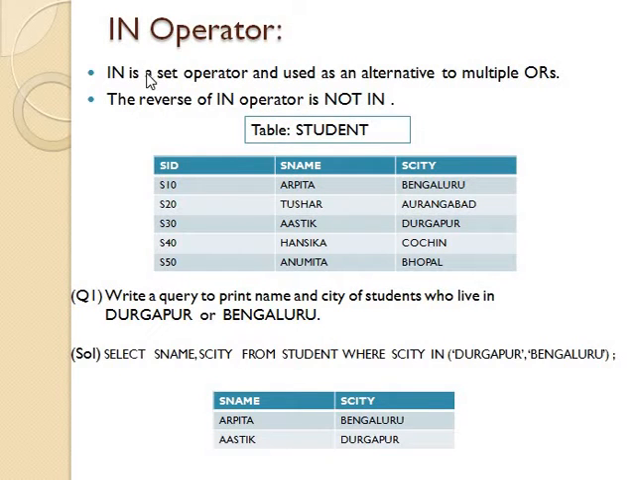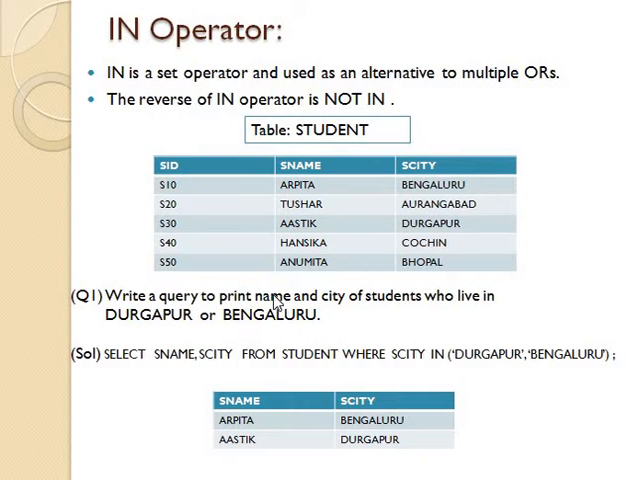Now let's come to the next operator, which is the in operator. In is a set operator and is used as an alternative to multiple ORs. The reverse of in operator is not in. Now consider the table identified by the name student having 3 different columns which are SID, SNAME and SCT. Now based on this table, there is a question below. The question says, write a query to print the name and city of students who live in Durgapur or Bangalore.